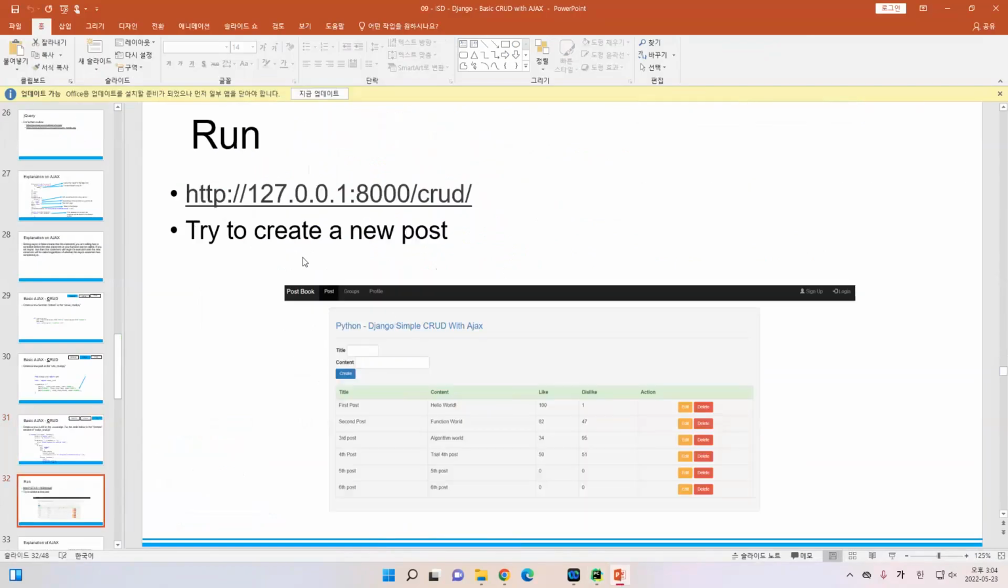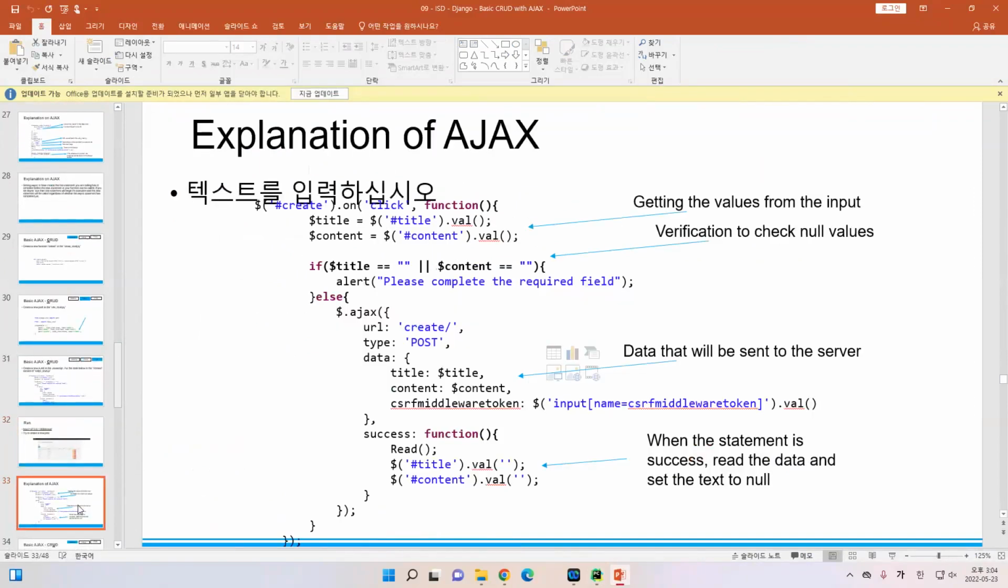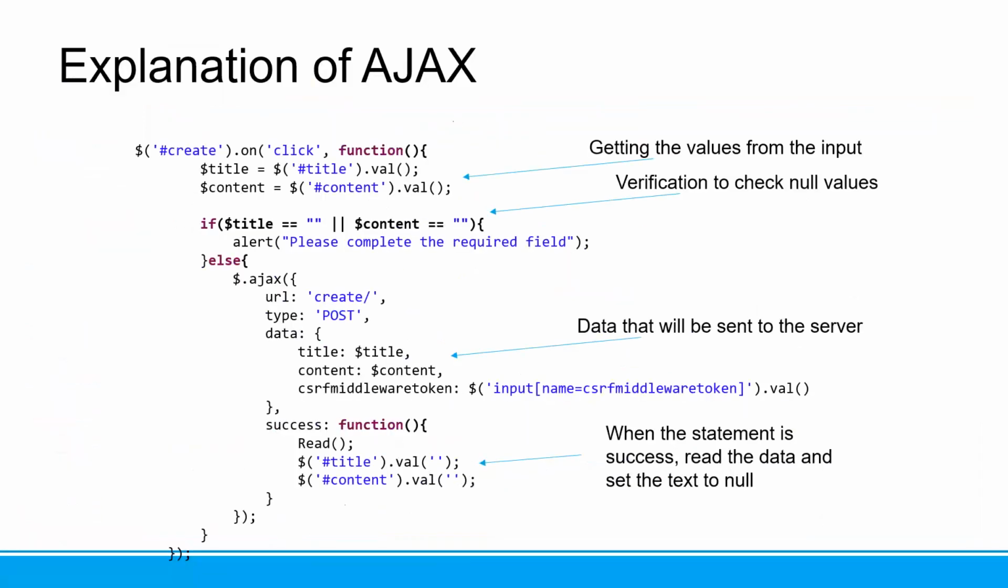So you can try to create a new post, whether it works or not. As I mentioned to you, it used jQuery. The dollar sign is the selector. After I select that one, I would like to do the operation on the title, and then the value I want to extract. Okay, so I explained everything before.